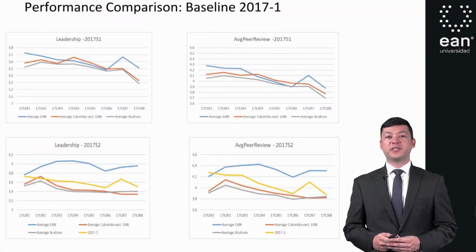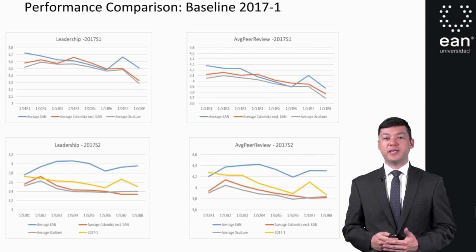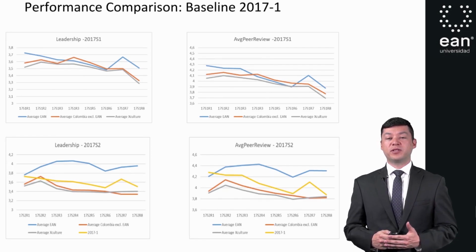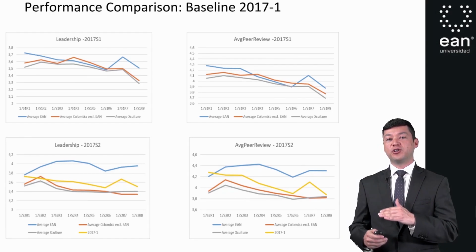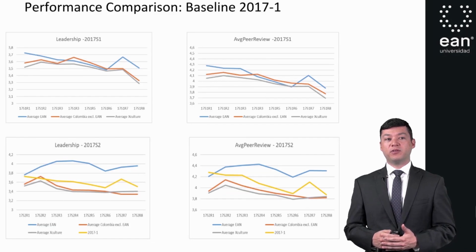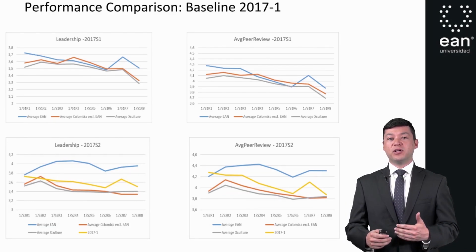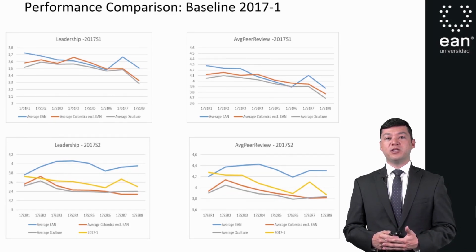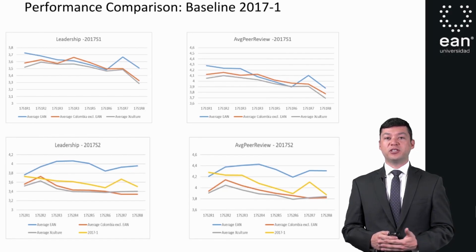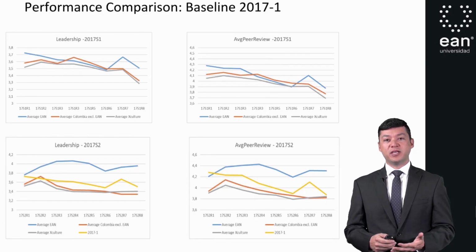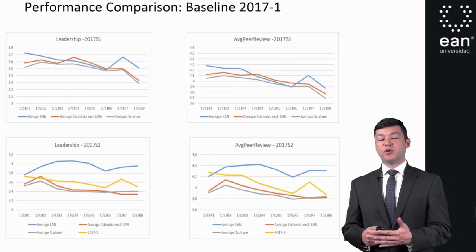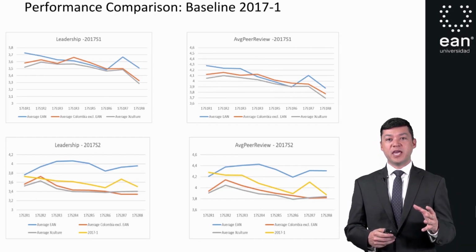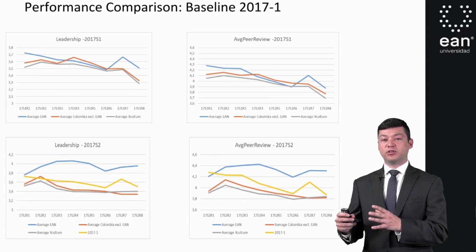Our students from Universidad EAN participated for the first time in the X-Culture Challenge in 2017. As you can see in the graph, the participation and the performance of our students were pretty close to the average of the remaining teams. After seeing this performance, we introduced some tweaks and changes to the preparation and implementation of our class, and we noticed significant changes in the performance of the leadership indicator and the average review from their peers.